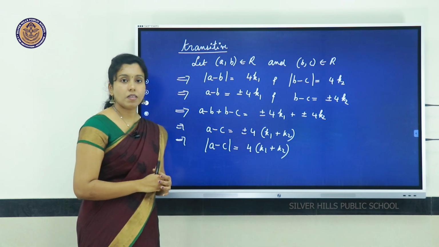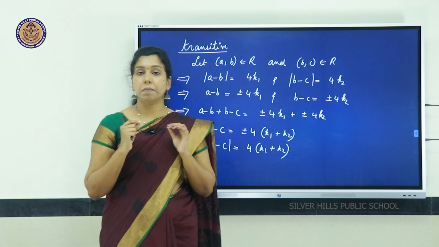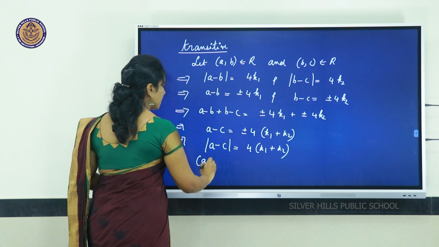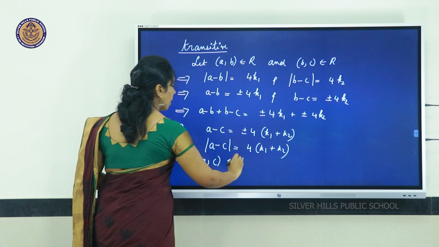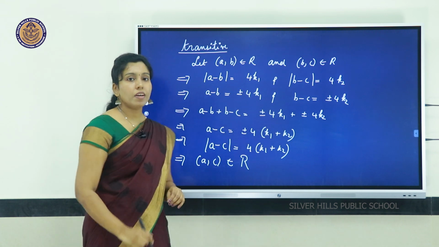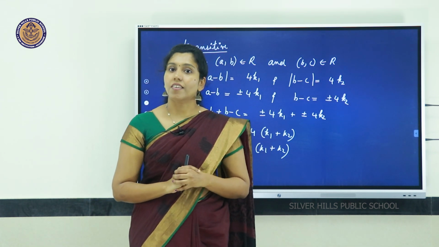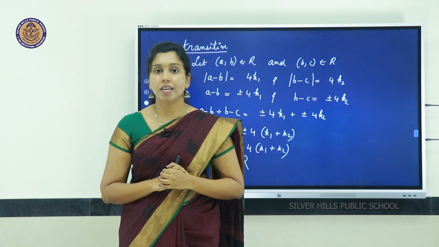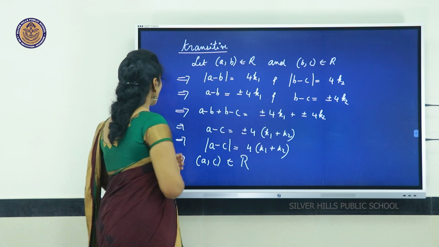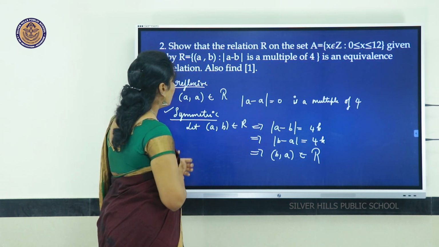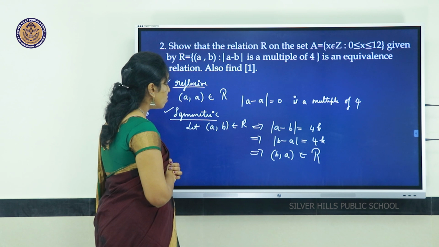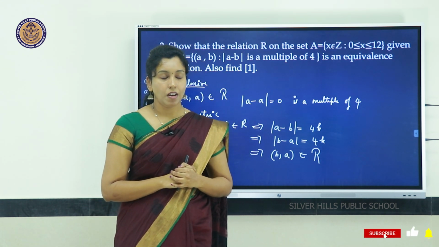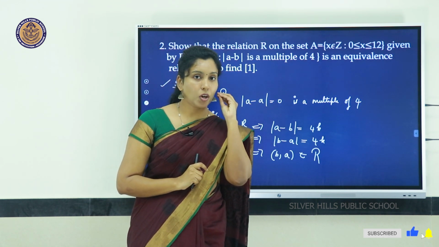What does this mean? This means (A, C) belongs to the given relation, which implies (A, C) belongs to R. So, we proved the given relation is transitive. So, that means the given relation is an equivalence relation. But in this question, we had one more part. What was it? Also find equivalence class of 1. So, think of the definition. What do you mean by equivalence class?